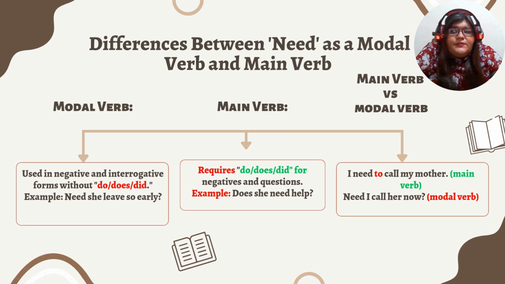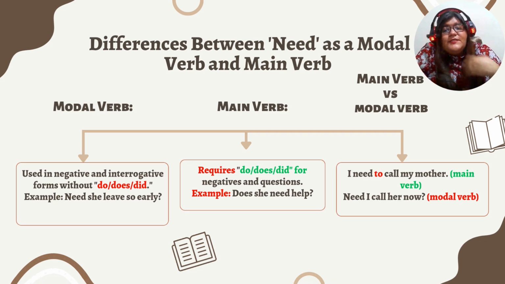As a modal verb, need is used in negative and interrogative forms without the auxiliary verbs do, does, and did, because those belong to the present simple, right? For example, "Need she leave so early?" If you see here, even if the subject is she, we didn't add an s. That means it is a modal verb.